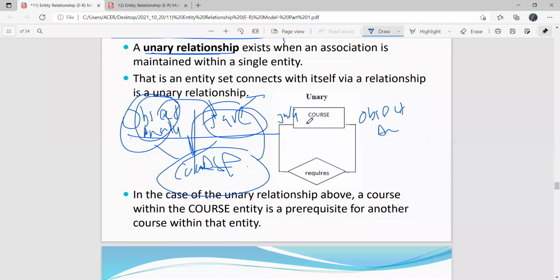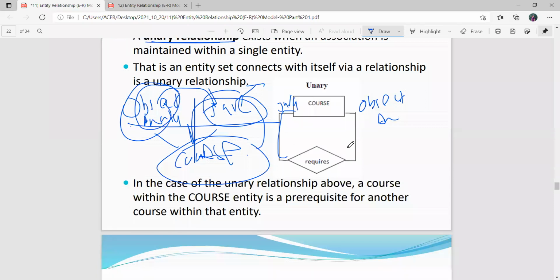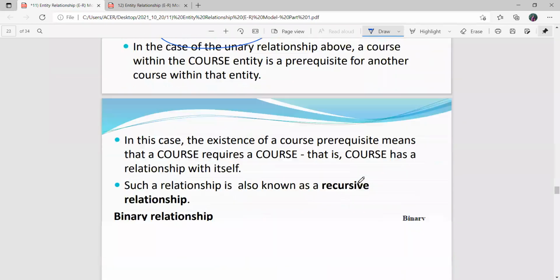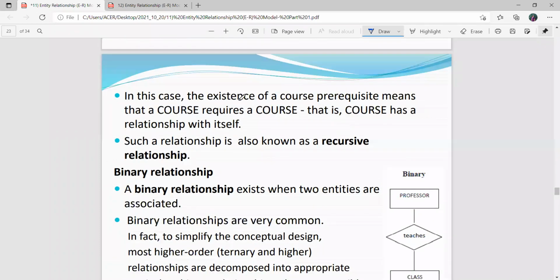At that time, one entity is participating in the relationship. We can denote it like this. This is just like a recursive. I think you have some idea about recursive. So in this case, the existence of a course prerequisite means the course requires a course. That is, course has a relationship with itself. Such a relationship is called a recursive relationship.